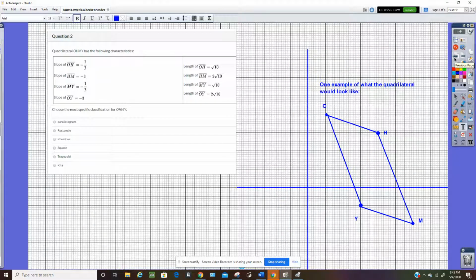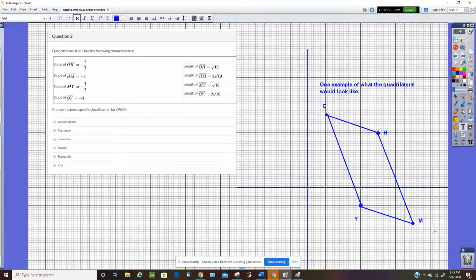Question two. They gave you some slopes and then some lengths of the sides. Here's one example. I started at (0, 0) and then used the slope down 1 and over 3, and then the slope of -3. So I actually went down 1, 2, 3, 4, 5, 6, and over 2.